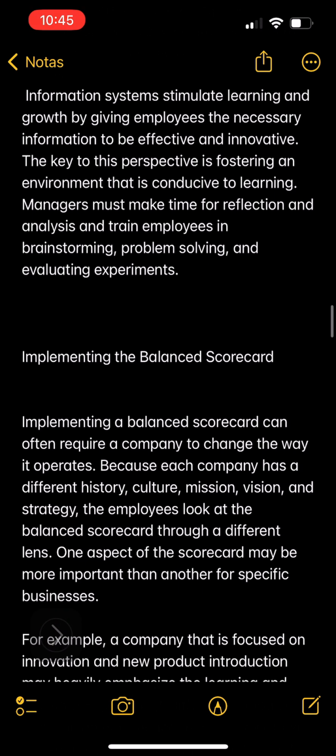The key to this perspective is fostering an environment that is conducive to learning. Managers must make time for reflection and analysis, and train employees in brainstorming, problem-solving, and evaluating experiments.